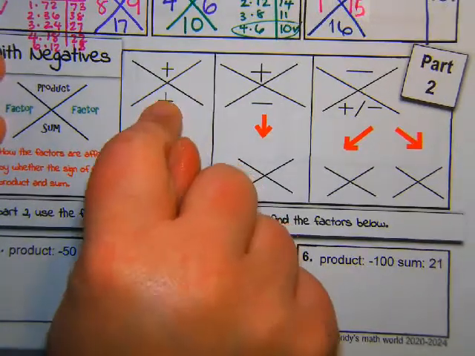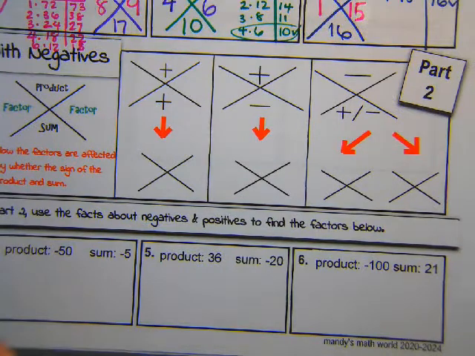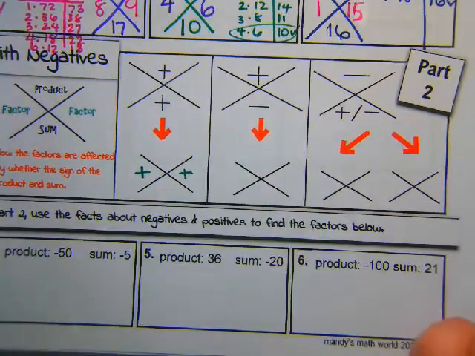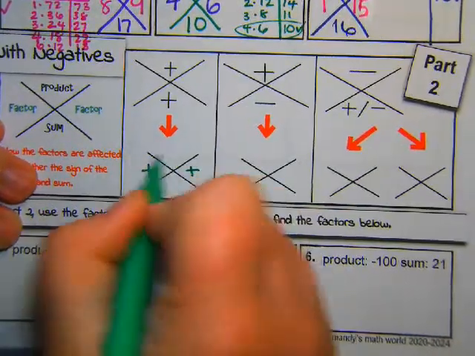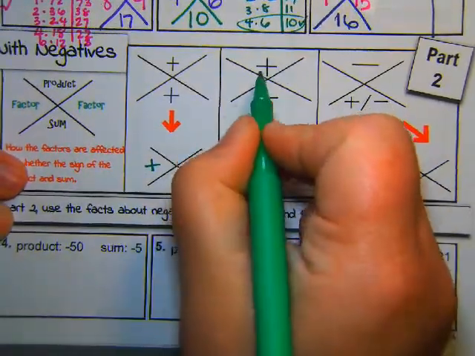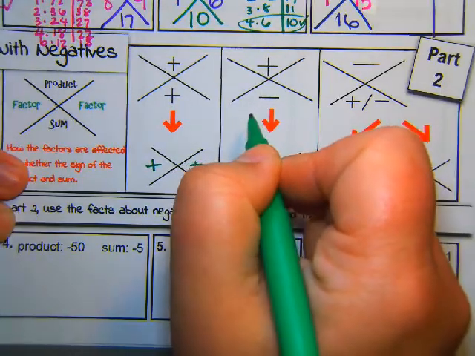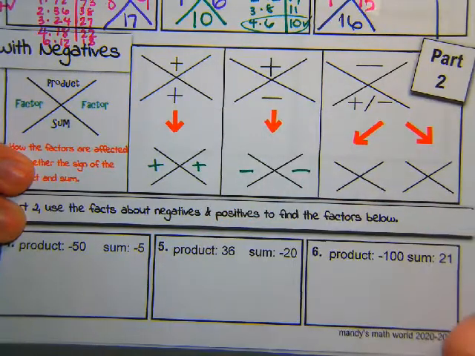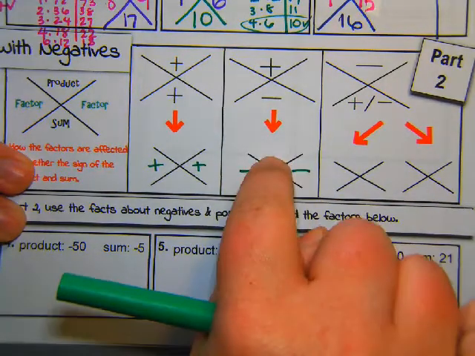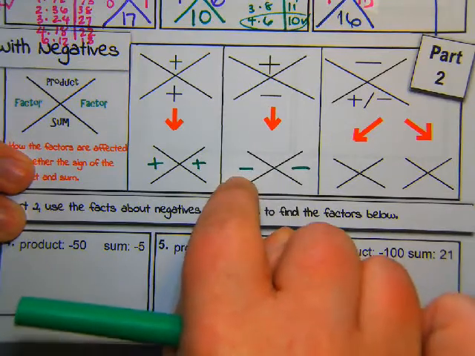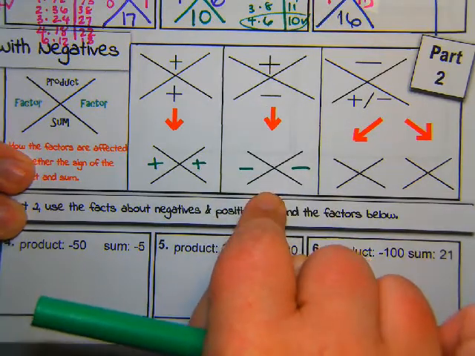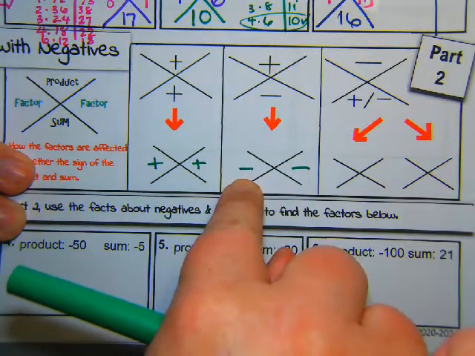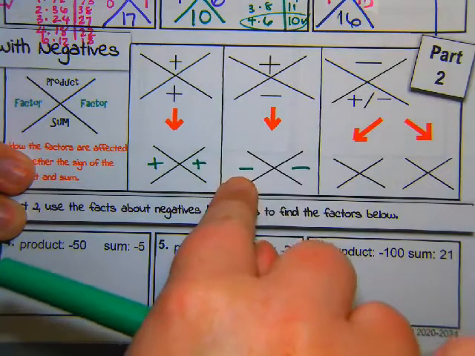So if they're both positive, like above, that's great for us. That means the factors are both positive. If the top is positive, but the bottom is negative, well, that means that these are negative, because a negative times a negative will give us that positive up top, and a negative plus a negative will give us that negative down below. So if the product is positive and they add to a negative, then they're both negative.